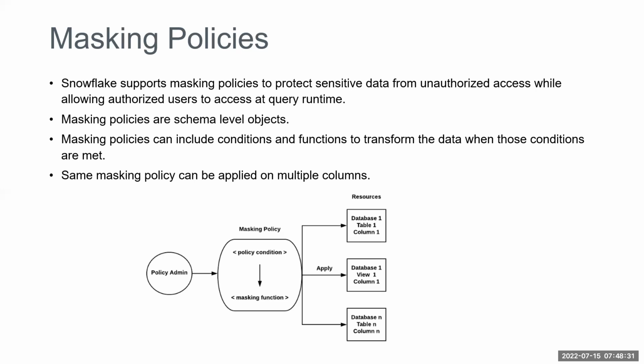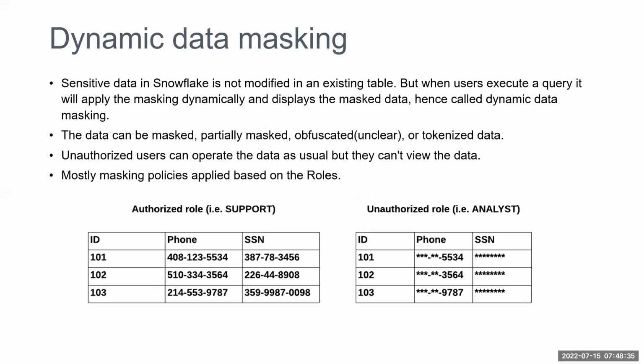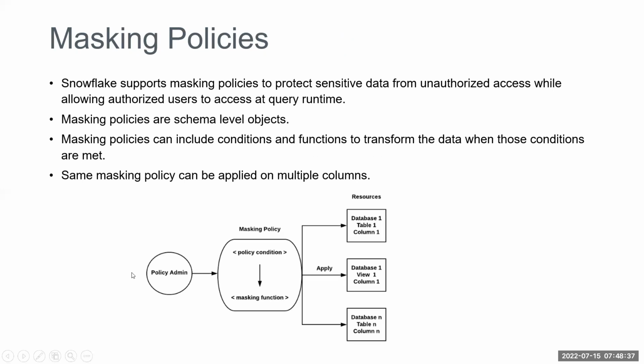The first thing is the policy admin, who can create the policies. Here he is creating a masking policy, applying some conditions, role level conditions or column level conditions. And this masking policy can be applied on different objects and different columns.